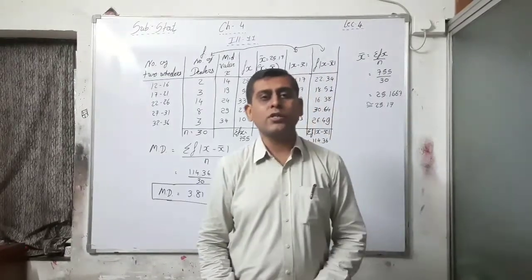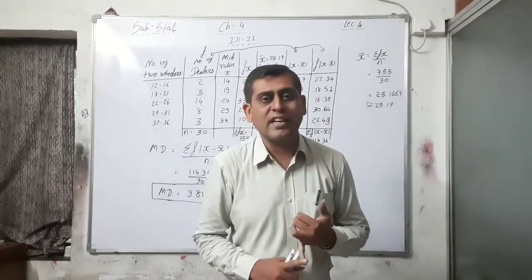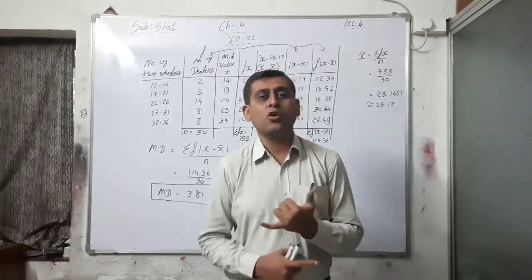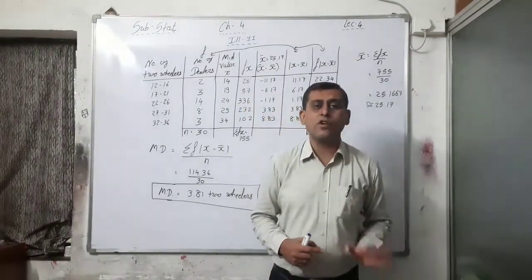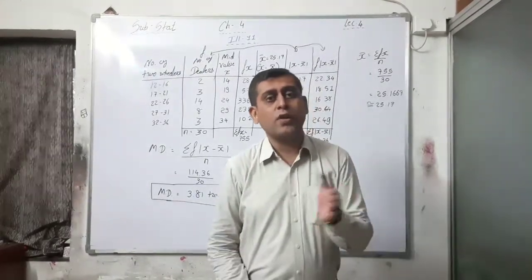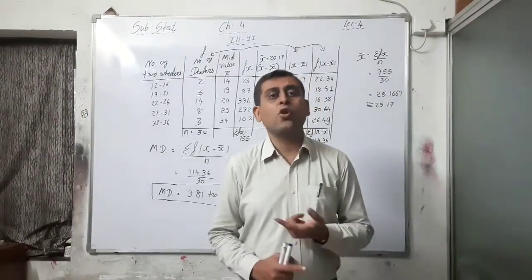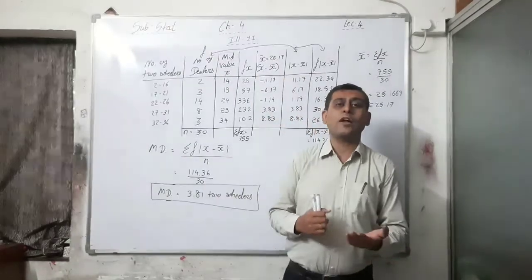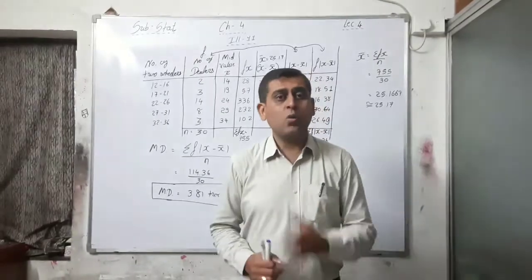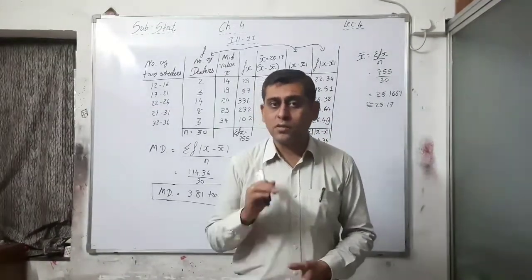Up to this point we have completed the first topic, range, the second topic, quartile deviation, and the third topic, mean deviation, as well as all the relative measures of those three, that is the coefficient of range, coefficient of quartile deviation, and coefficient of mean deviation. And now our next topic is standard deviation.